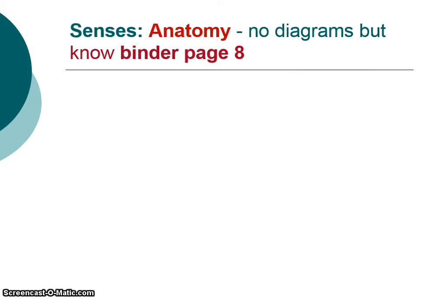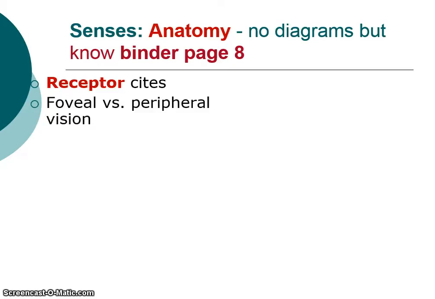All right, so anatomy of the senses. You won't have any diagrams, but knowing the anatomy helps you to know the function. And so that's a really good thing to know. You've got the outlines for all the senses on binder page 8 that we went through. Do make sure you know the receptor sites. It's not the entire sensory organ unless it's the skin or the tongue, but do make sure you know those.